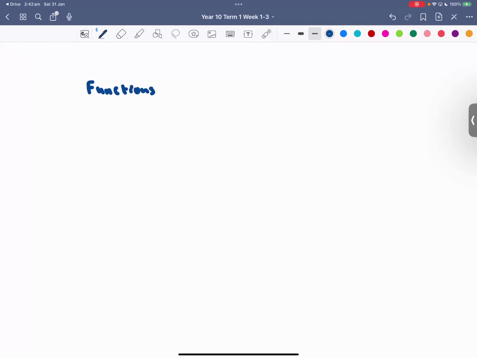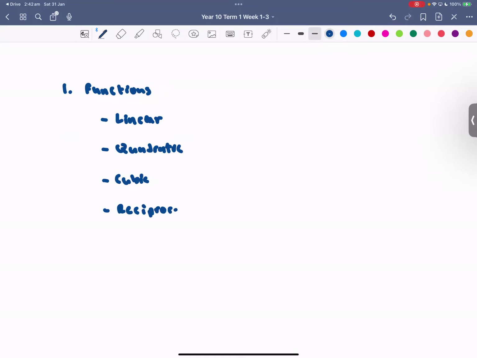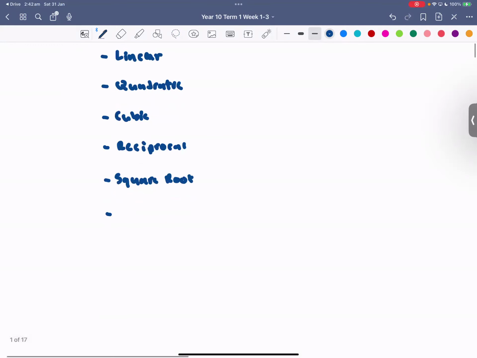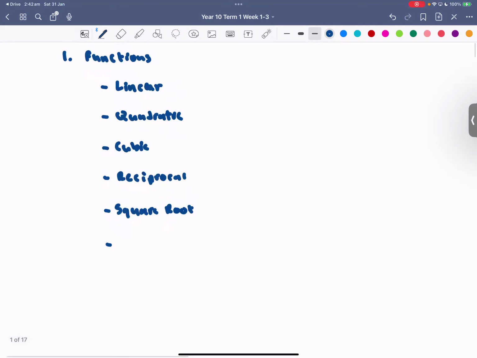So there is a topic called functions. Functions has got the following things in it: linear functions, quadratic functions, cubic functions, reciprocal functions, square root functions. Then a specific concept called domain and range of functions.